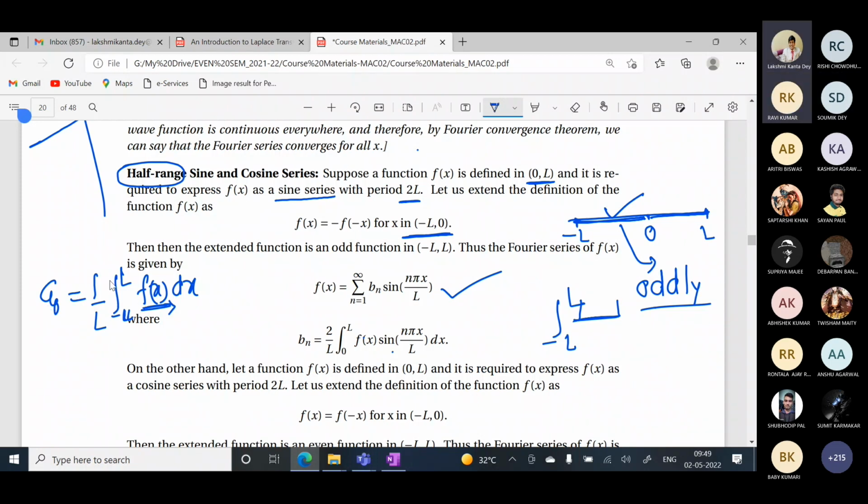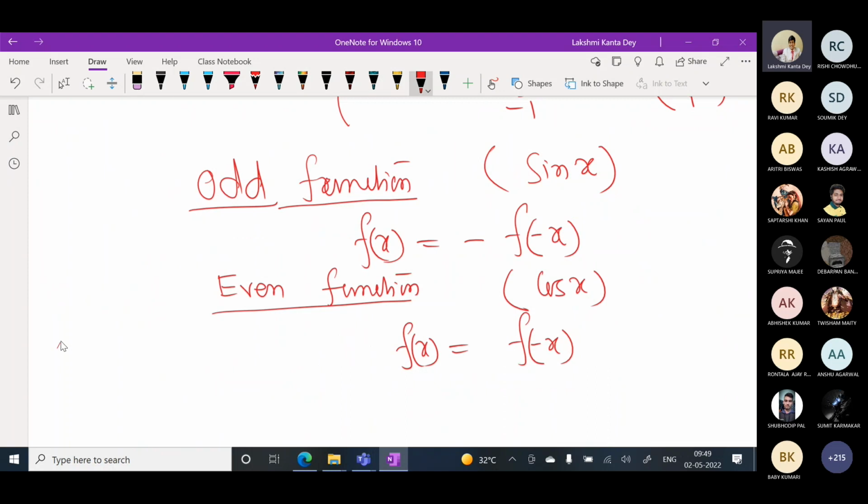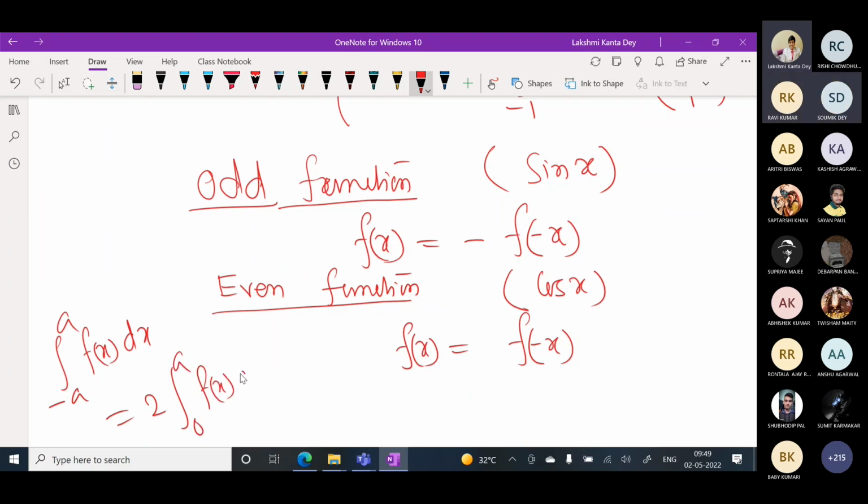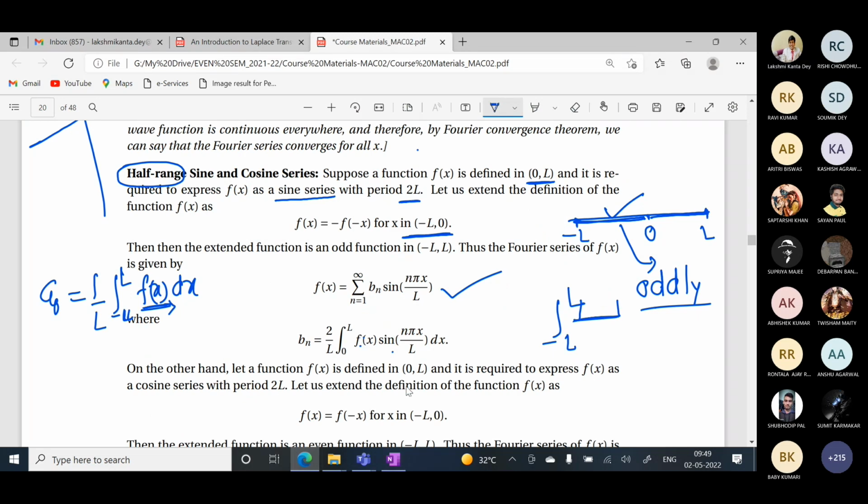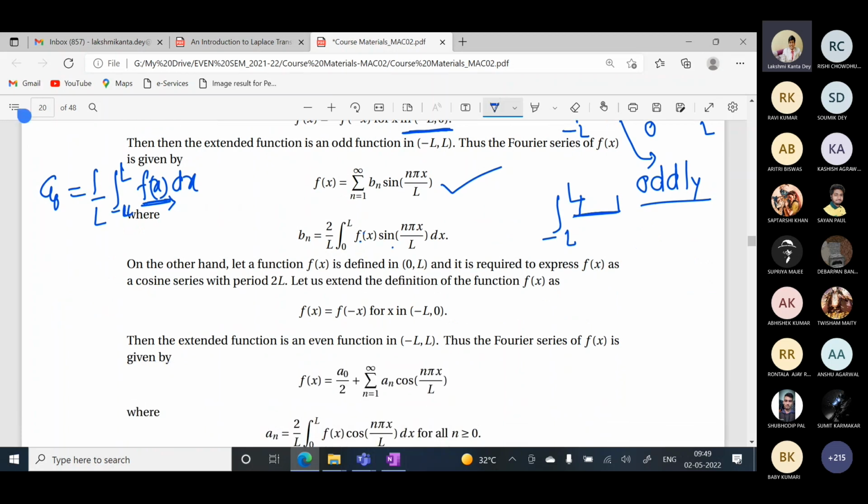So A naught and An are both 0. Only Bn remains, and Bn will be 2 by L. This is basically a one step jump, because the product of two odd functions is an even function. If your function is even, we all know that the integral from minus a to a of f(x) dx is 2 times the integral from 0 to a of f(x) dx. So that thing is used here. Clear?